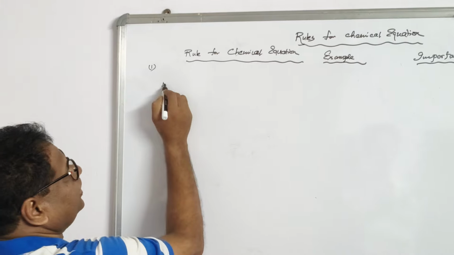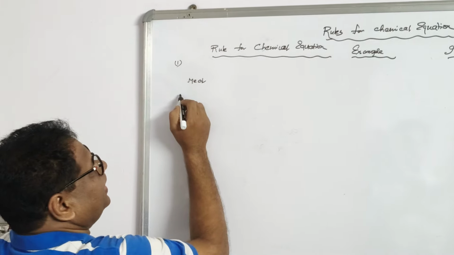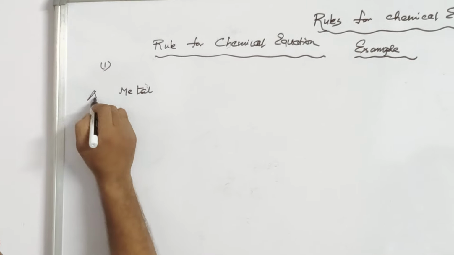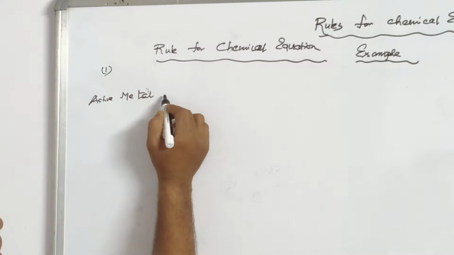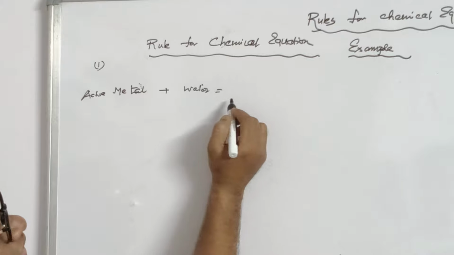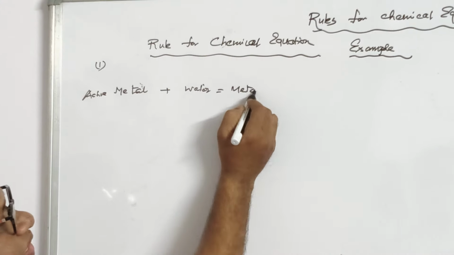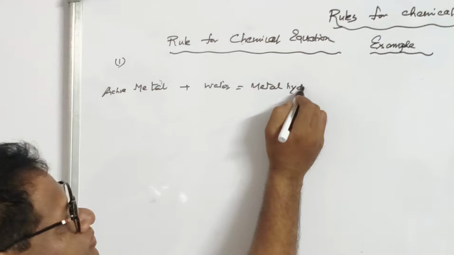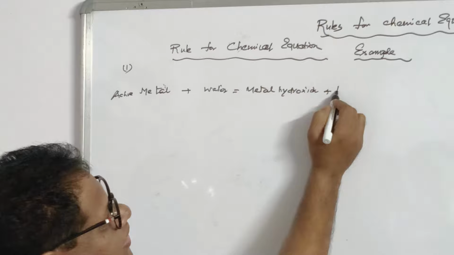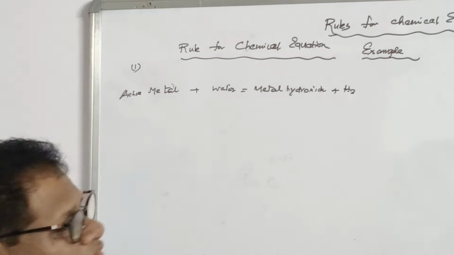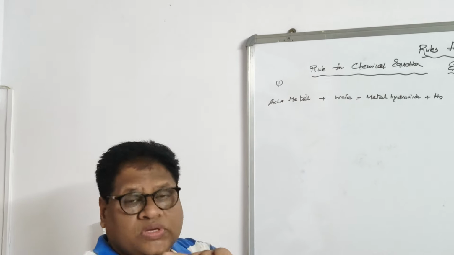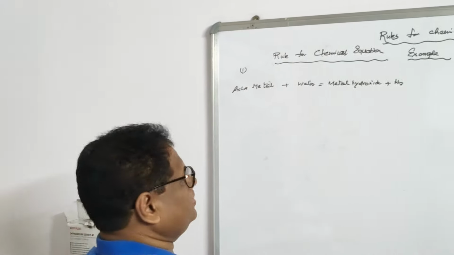First, let us consider an active metal. An active metal reacting with water, okay, it forms metal hydroxide, displacing hydrogen, okay. Now what are active metals? The metals which are most reactive. Let's take the example of sodium, potassium, calcium, okay.